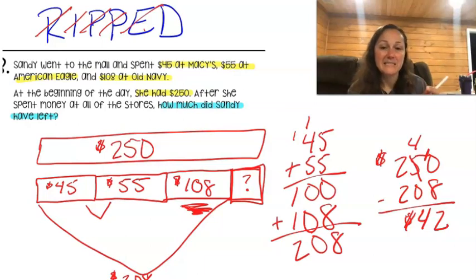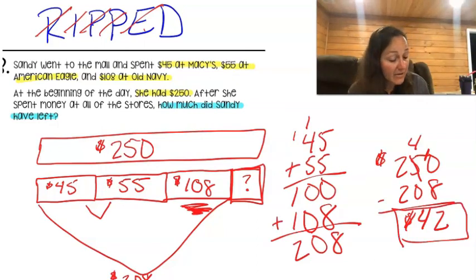Does it make sense? Well, when I look at how much she spent, and I know that 45 and 55 is 100, and I know that 108, if I were to round that, it's close to 100. It could be like 110 if I rounded to the nearest 10. So looking at that, 100 plus 110 gives me 210. And if I subtracted 250 minus 210, I should have about $40. And I look at my answer, it's about $40, isn't it? So does it make sense? Yes, it does. Now, if I want to, I can add up all of these.